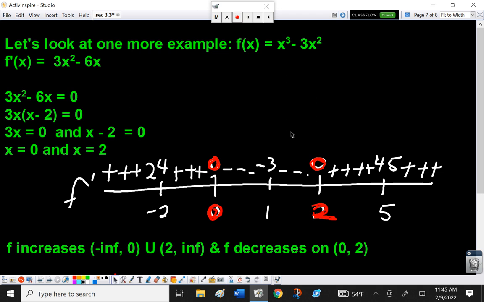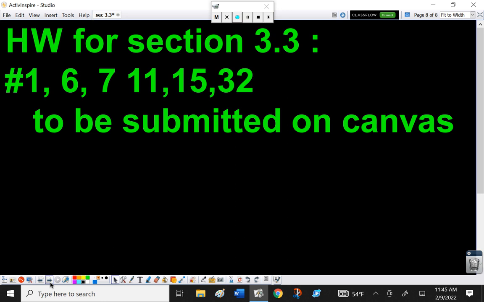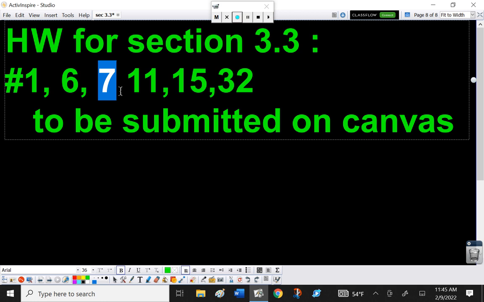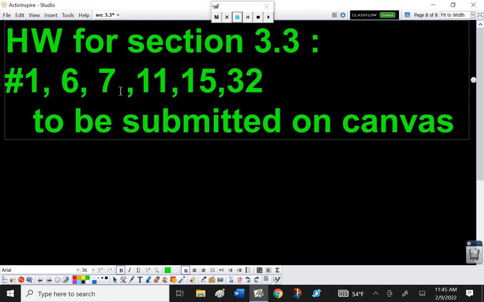All right. We will get to some more examples, of course, in class, but please review these notes, write them down, pause the video, rewind. Here's your homework for section 3.3. It's going to be numbers 1, 6, 7, 11, and 15. And of course, 7, 11, that is a comma in between there, so please put a comma in between there.